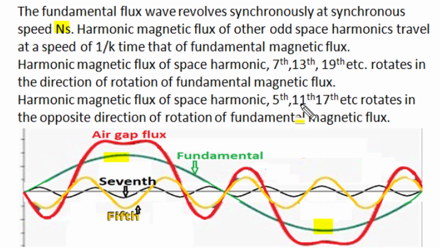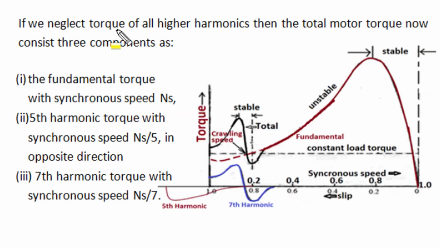Similarly, the 5th and 11th space harmonics have opposite direction of rotation from the fundamental magnetic flux, and the 7th, 13th and 19th will have direction of rotation in the same direction as the fundamental magnetic flux. Generally, in an induction motor, we can neglect torque produced by all higher order space harmonic MMF waves, and the motoring torque can consist of only three components.